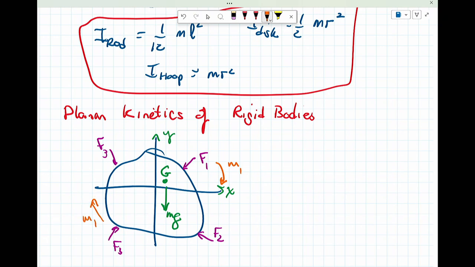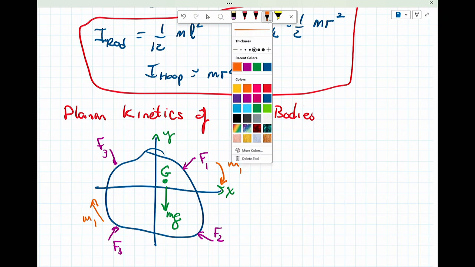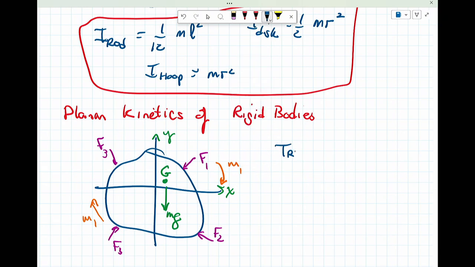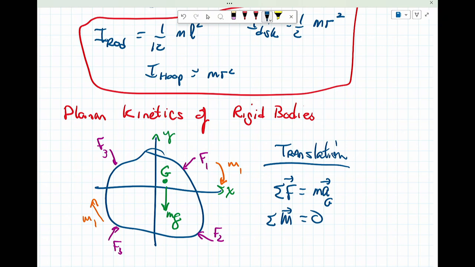So here, for example, is a couple moment acting on the rigid body, and it's acting to cause a twist. So clearly, you're going to have to start to worry about all of the motions that we talked about in the last lectures, and we need to first look at translation. So for translation, sum of forces is equal to mass times acceleration in the g direction, and sum of moments will equal 0. So that's nice. I kind of like these. They're easy to do. You don't have to worry about rotation.